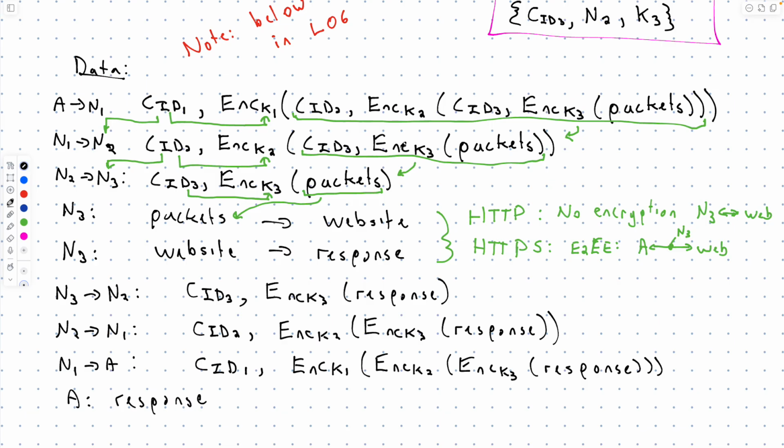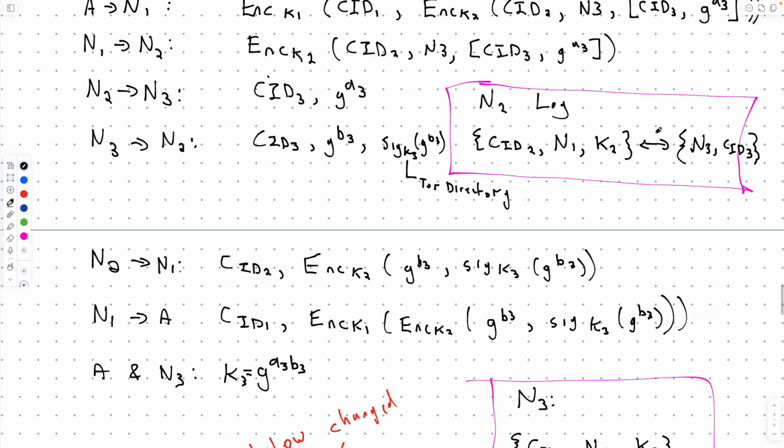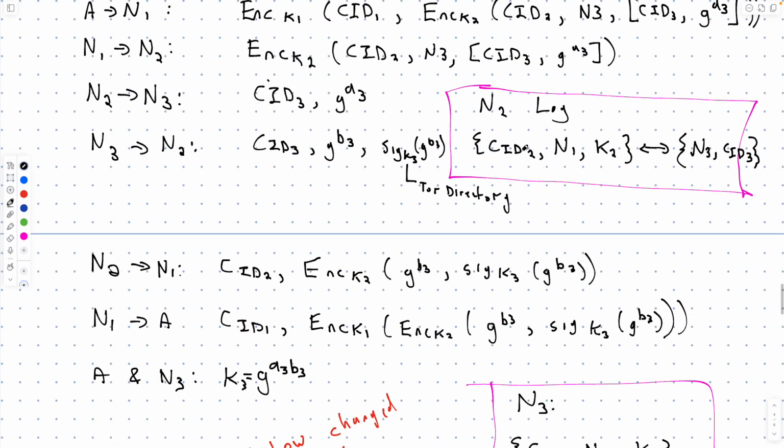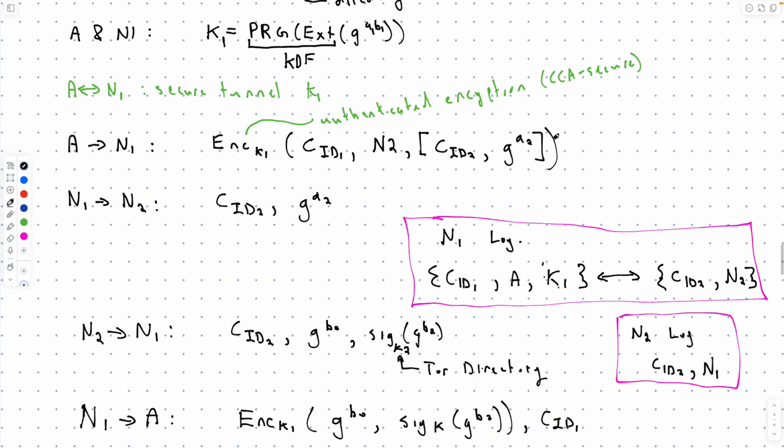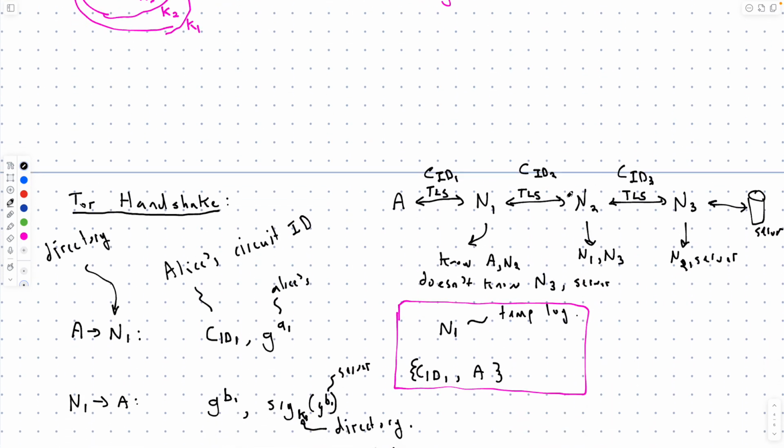It does not have K3, so it can't decrypt any further into this packet. So the only thing it learns is two CIDs, and that's exactly what's in its log anyway. CID2 and CID3 is what's in its log, so it's not learning anything beyond what's in its log. And what's in its log is that I'm getting traffic from N1 and sending it to N3. N2 knows N1 and it knows N3, but N2 doesn't know anything about Alice, and it doesn't know anything about the server itself. All it knows is it's relaying traffic between N1 and N3.